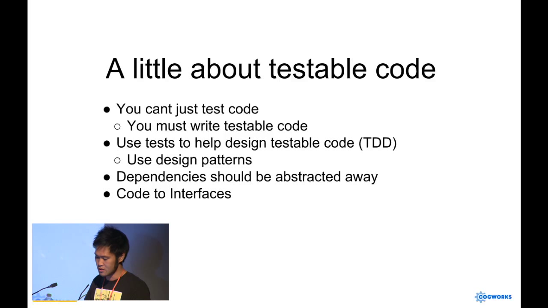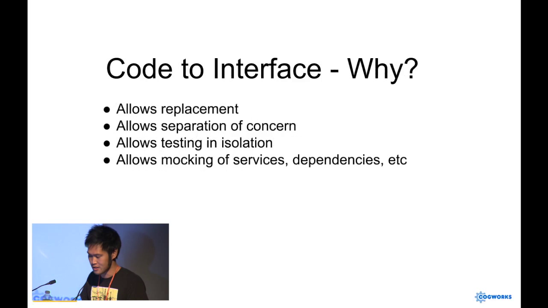And as part of that, you need to use design patterns, and you need to abstract away your dependencies where possible. And you should code to interfaces. You'll notice a lot these days that Umbraco has a lot of interfaces, a lot of I's around everywhere. But it's for that reason. They want to make things testable.